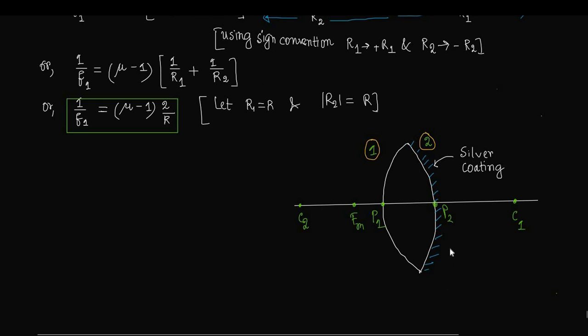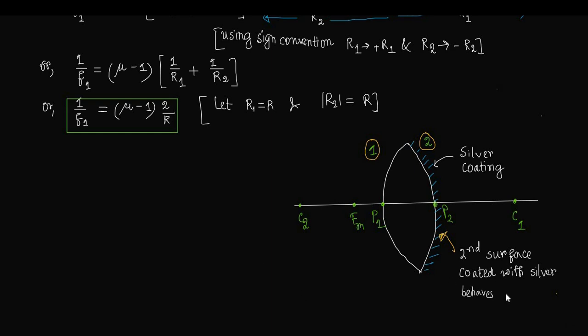Now, Fm is the focus of the concave mirror. The second refracting convex surface coated with silver behaves as a concave mirror which has focus Fm on the left hand side of the lens. The second refracting surface coated with silver behaves as a concave mirror of focal length Fm. Fm is the focal length of the concave mirror.